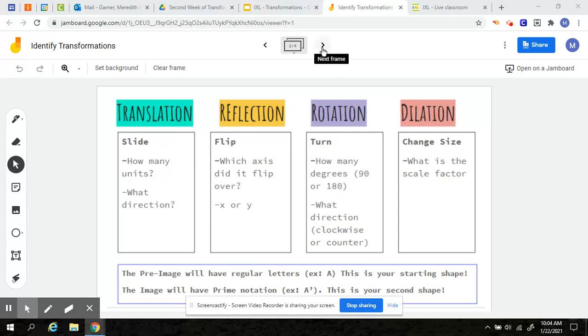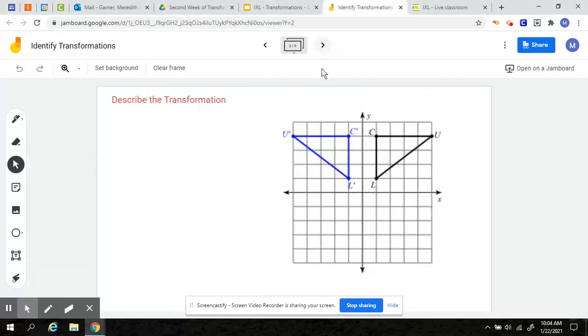All right, let's go through these examples of how to describe transformations. On this first slide, we see a triangle. I notice that it's a mirror image. I see that it's been flipped, so this is a reflection.